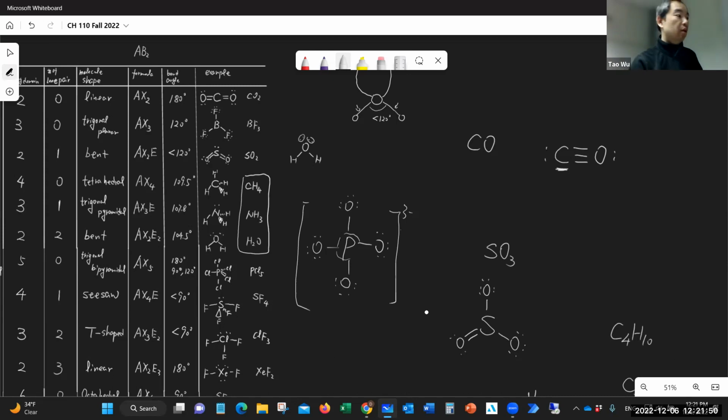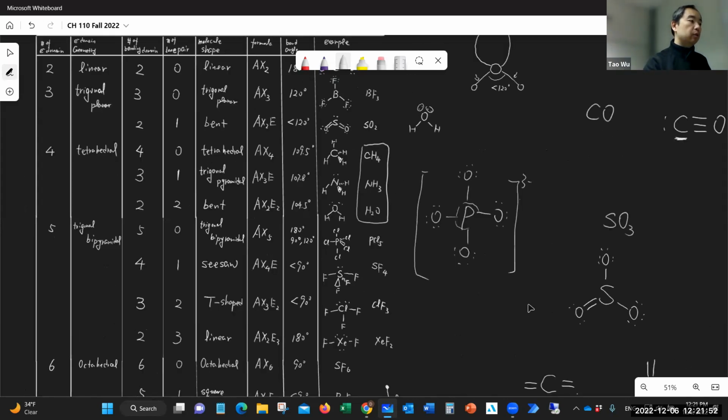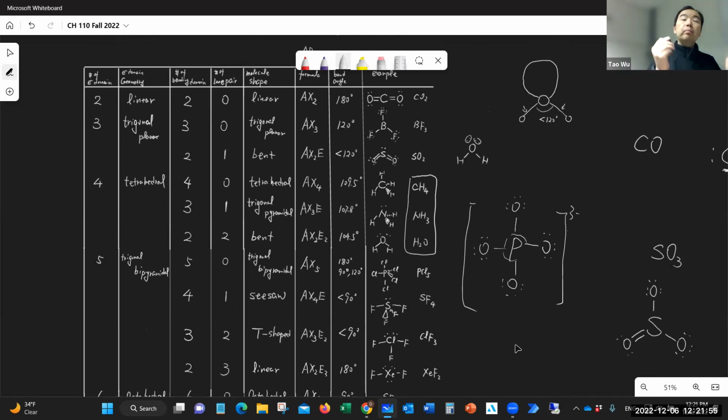So this is how we use this table. Based on the Lewis structure, look at the central atom, and the central atom determines the geometry of the molecule. You see the total electron domains, how many bonding domains, how many lone pairs, and then you give the geometry of the molecule. Make sense, right?